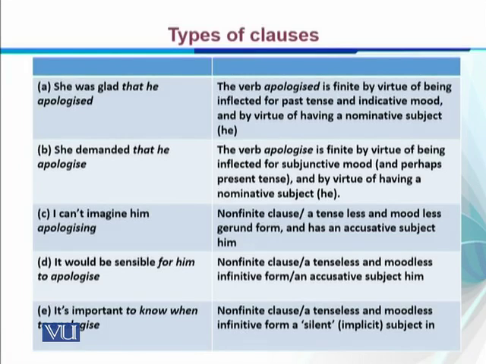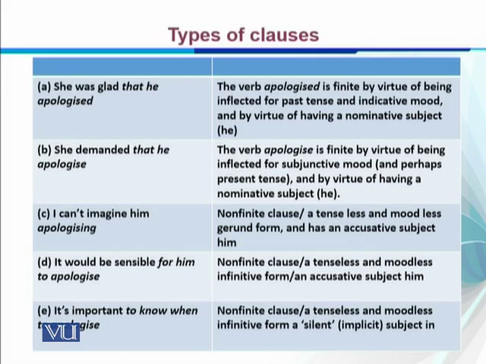She was glad that he apologized, in which apologized is finite by virtue of being inflected for past tense. It has an -ed form. And it is indicative in mood by virtue of having a nominative subject, which is he, right? Similarly, she demanded that he apologize. In this, the verb apologize is finite by nature of being inflected for subjunctive mood and perhaps present tense, and by virtue of having a nominative subject he. So these are two examples of finite verbs.